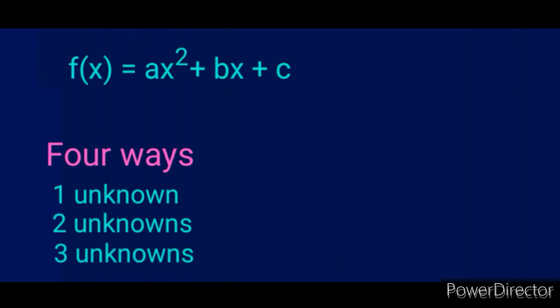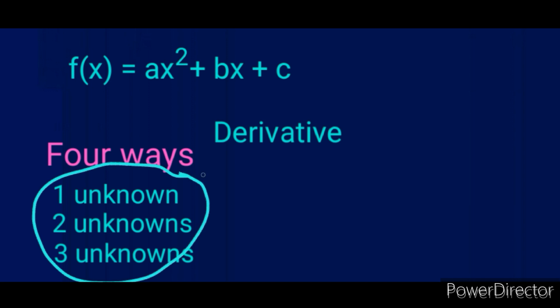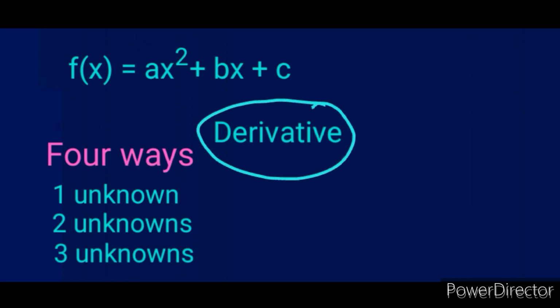The fourth and final example is where we have to use the derivative or the gradient of the tangent to find the unknown values. In another video, I deal with the first 3 ways. In this particular video, I'm going to deal with how to find the equation of the parabola using the derivative or the gradient of the tangent.